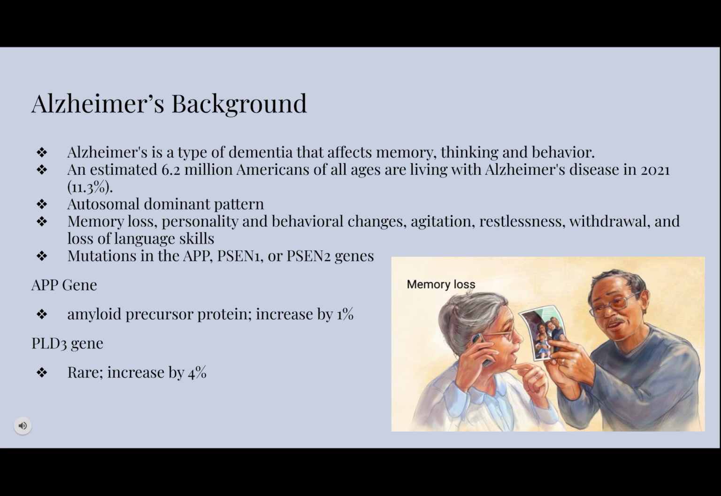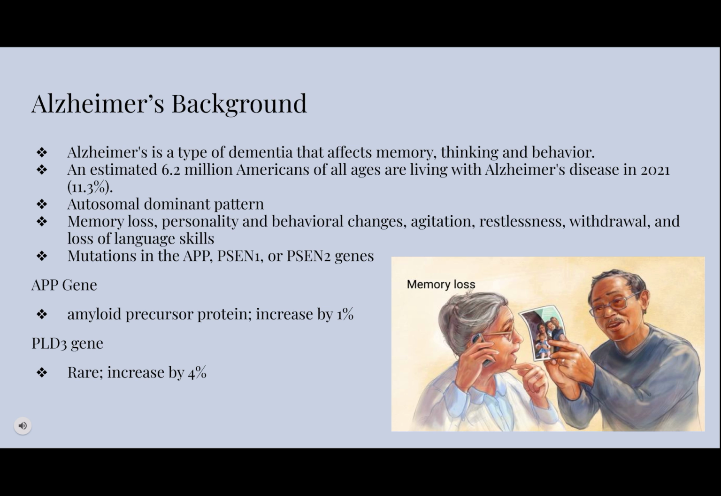Memory loss is a very common symptom of Alzheimer's disease and gets increasingly worse the longer one struggles with the disease. Another symptom is personality and behavioral changes that affect a person's social skills. Other common symptoms are agitation, restlessness, withdrawal, and loss of language skills.